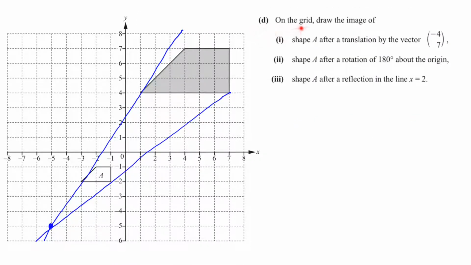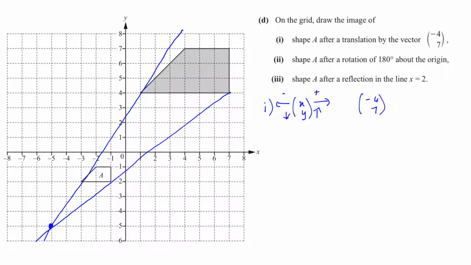Part D. On the grid, draw the image of shape A after a translation by the vector -4, 7. When we are doing vector translation, we should know that this is your x and this is y. If x is positive, your point will move to the right, and if y is positive, it will move up. If it's negative, the x will move to the left and the y will move down. In this case, we have -4 and 7.